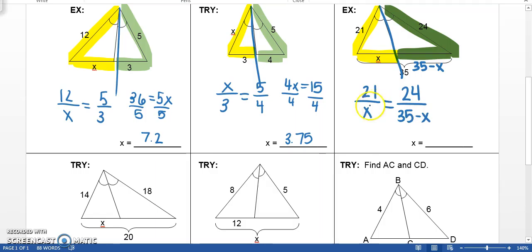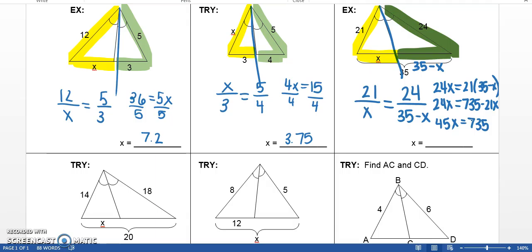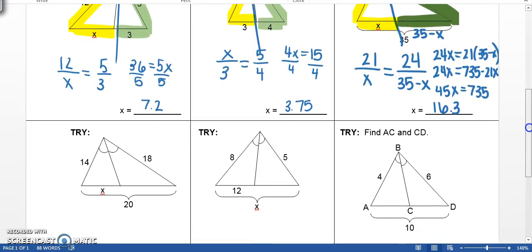Now let's go ahead and cross multiply. So we have x times 24 to get 24x, and then we're setting it equal to 21 times 35 minus x. Then it's a matter of distributing that 21 to both terms. So we get 24x equals 735 minus 21x. We add the 21x on both sides, and we will get 45x equals 735. When we divide both sides by 45, we will get x is equal to 16.3. Final answer.